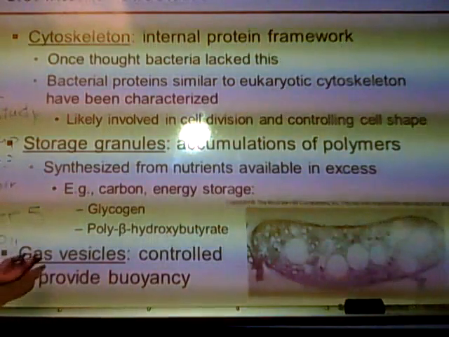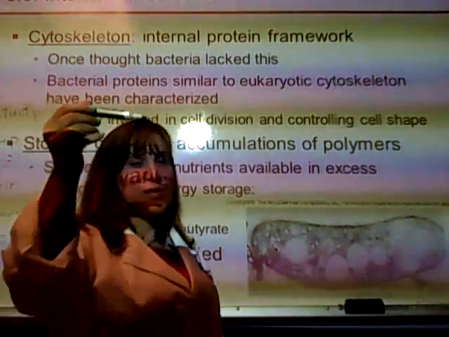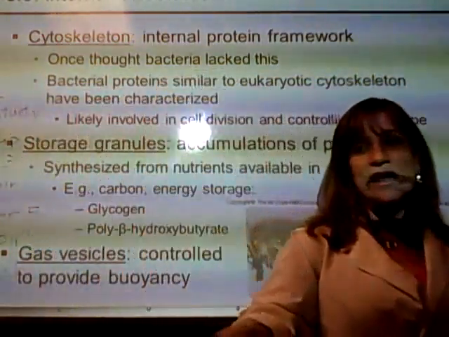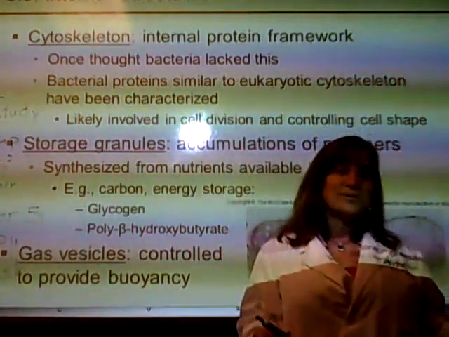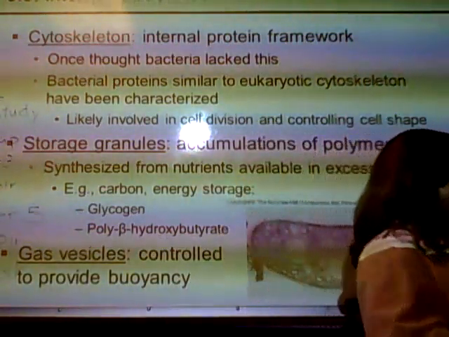Okay, and I think we already talked about this, but again, gas vesicles are going to let the bacteria float up and down at a good level. So let's say that there was not enough oxygen, they could float up to the top of the lake, something like that.